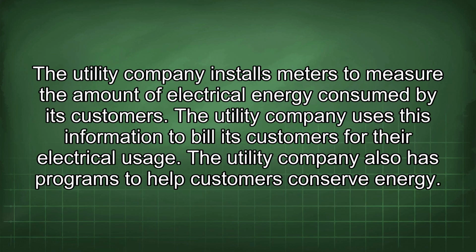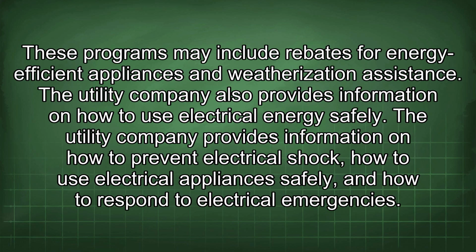The utility company installs meters to measure the amount of electrical energy consumed by its customers. The utility company uses this information to bill its customers for their electrical usage. The utility company also has programs to help customers conserve energy. These programs may include rebates for energy-efficient appliances and weatherization assistance. The utility company also provides information on how to use electrical energy safely. The utility company provides information on how to prevent electrical shock, how to use electrical appliances safely, and how to respond to electrical emergencies.